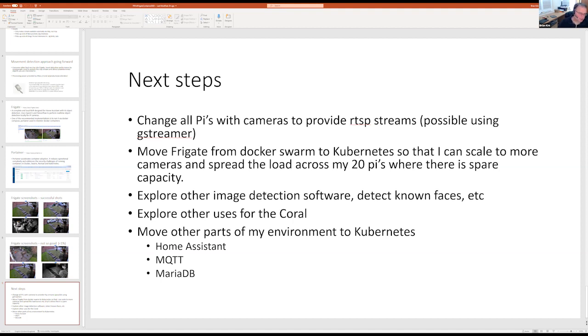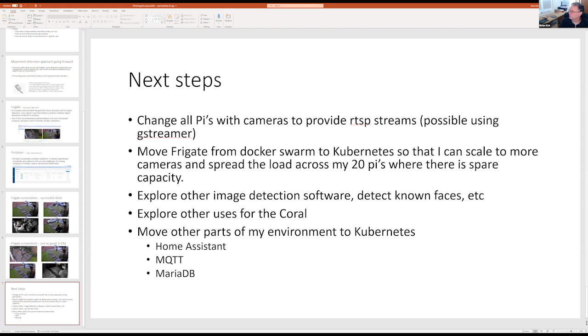And the other thing I want to look at is other detection software. If you look at what different people are doing around this kind of thing, people are actually getting it to identify specific people, doing door locks that open based on known faces that it'll then recognize and then unlock the front door. Not going to go down that route quite, but people are being quite clever around the actual detection. And I'll also be looking just again for other uses for the Google Coral.